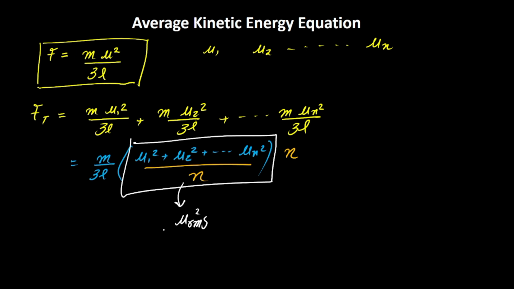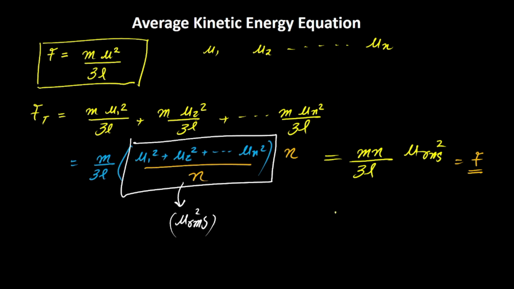Because we know that URMS, that is root mean square velocity, is if we square the velocities, take the mean and then take the under root. But now since it is not the under root, it would be the square of root mean square velocity. We can write this expression as mn divided by 3l multiplied by URMS square. Now this is the force that we have got because of n molecules.